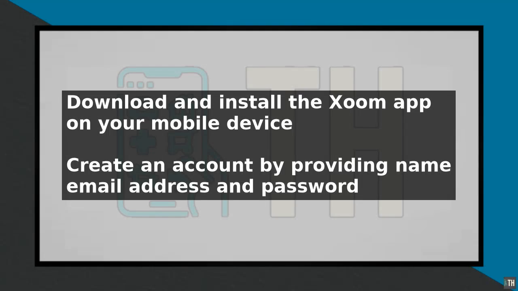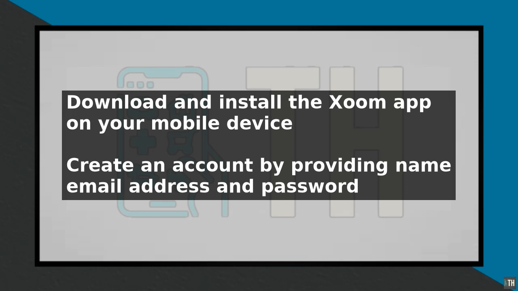To get started with the Xoom app, first download and install it on your mobile device from the App Store. Once installed, open the app and create an account by providing your name, email address, and password. You will also need to verify your email address by clicking on the link sent to you by Xoom.